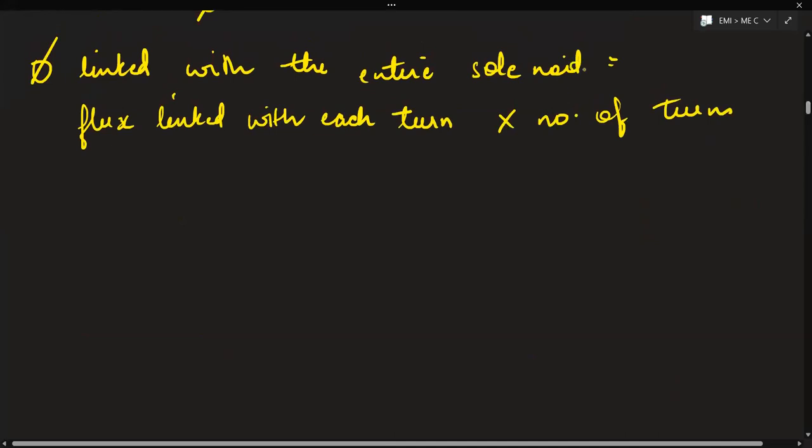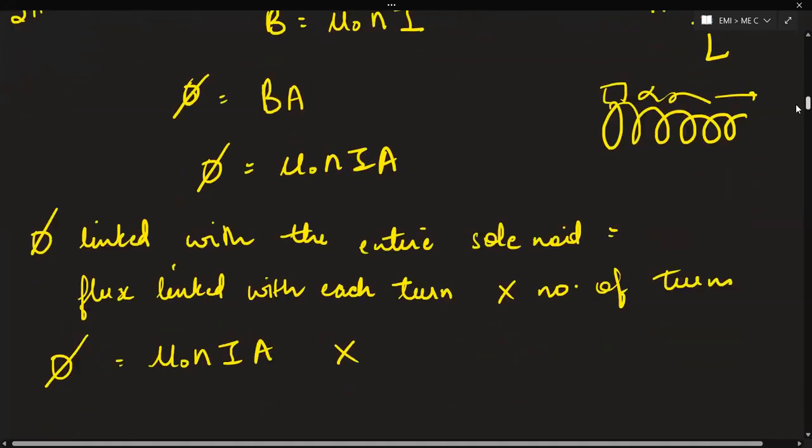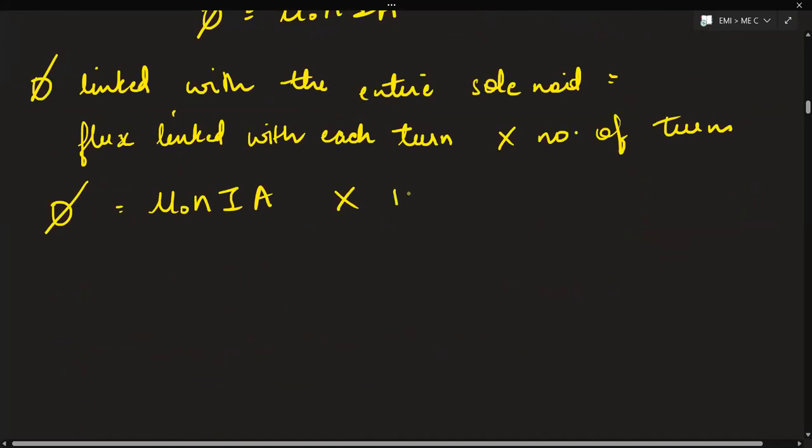For this solenoid, this will be flux linked with each turn. What was that? That was mu naught n i A. And the number of turns is what? From here you can see the number of turns is small n multiplied by capital L. So this becomes n into L. So if you multiply, this gets mu naught n square i A L. This is the formula of it.